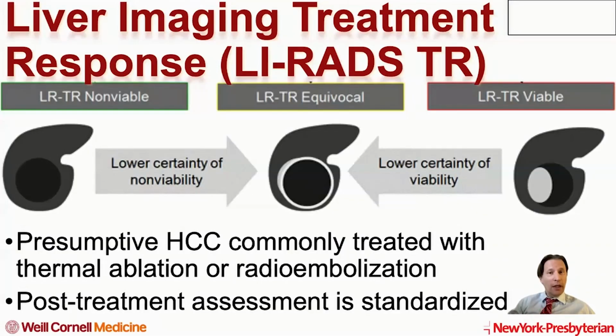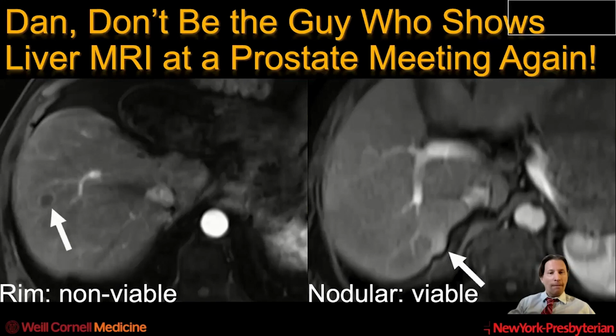Now, I'd like to reiterate the system that we have for liver. So again, for the liver, we only look at enhancement. When there's no enhancement of the treated zone, we consider that non-viable. When there's nodular enhancement, we consider that viable. And when there's a sort of nodular rim, that's equivocal. And here's an example where you see this thin rim of enhancement with no internal enhancement, which is considered non-viable, compared with a nodular enhancement at a treatment zone, which is considered viable disease in a treated liver.